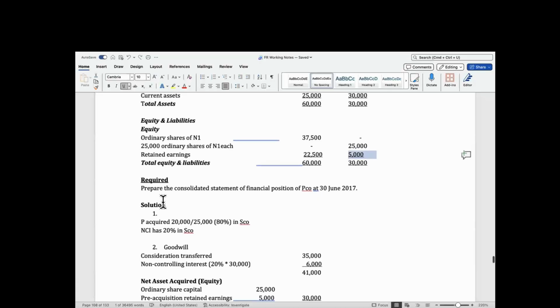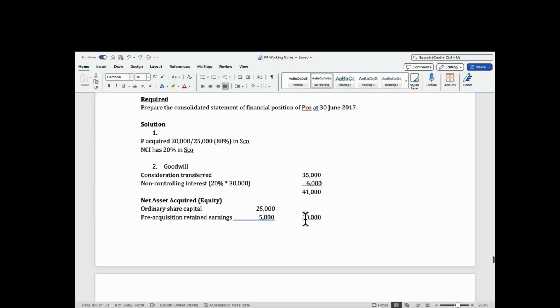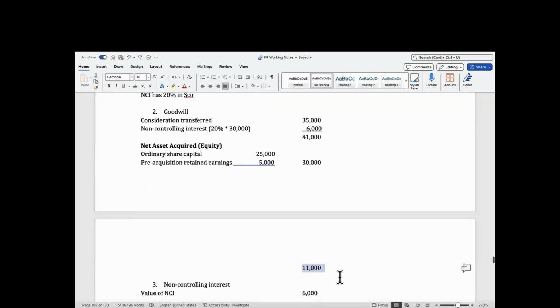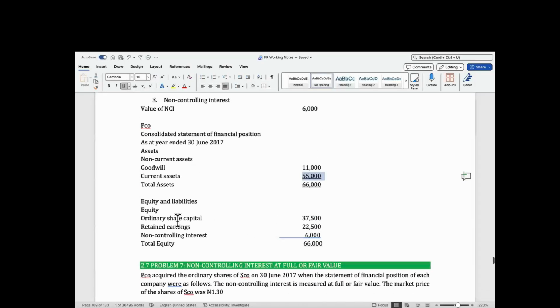So first, in this question, we don't have PPE, but this that we cancelled out, there was a balance of 11,000 as goodwill, which will be consolidated. The current assets would add that of the parent and the subsidiary together. The equity will be the equity of the parent because that of the subsidiary will have been cancelled out. The remaining balance is what we call non-controlling interest, which you have here.